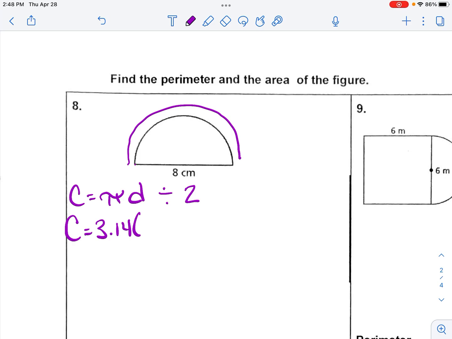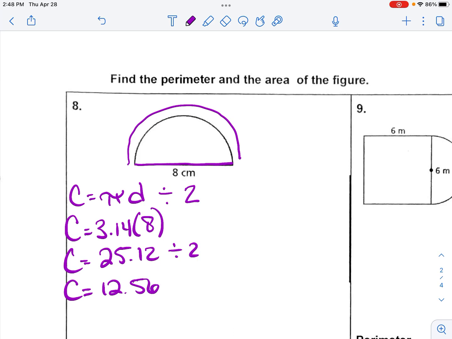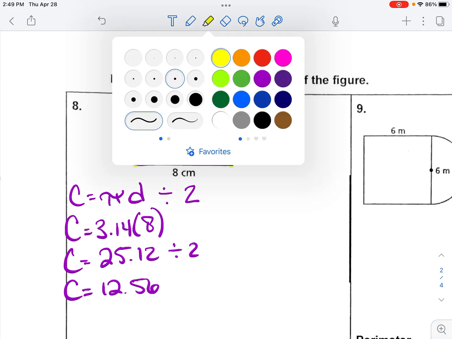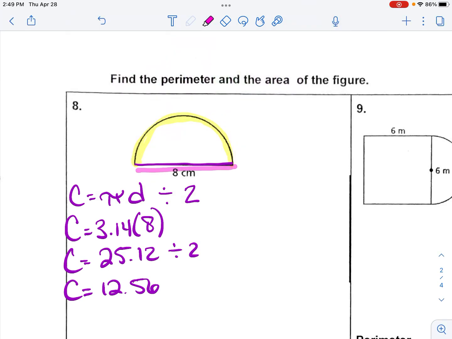3.14 for pi. It tells us diameter all the way across is 8. So if we do 3.14 times 8, we get 25.12, and then we're going to divide that in half since it's a half circle or a semicircle. So we get 12.56. We are not quite done. We just found the perimeter around this semicircle. We have not found down here.